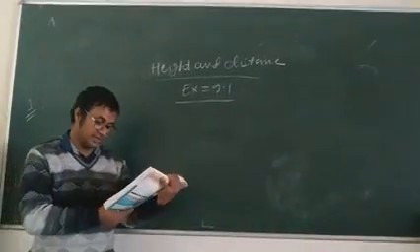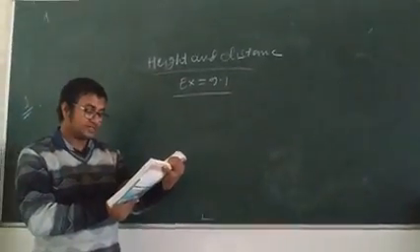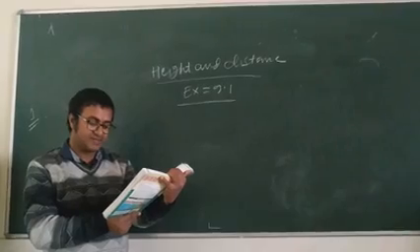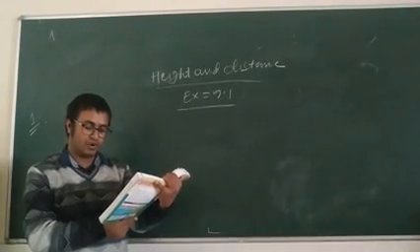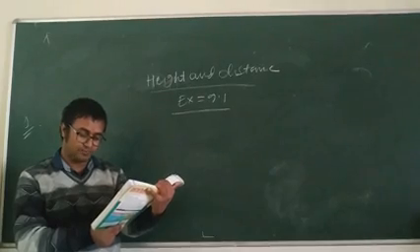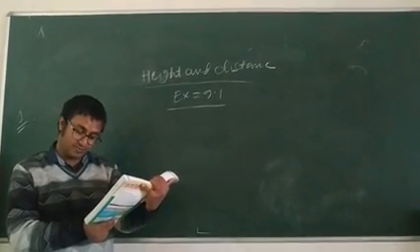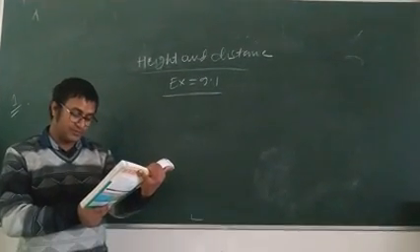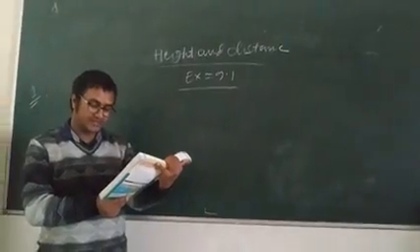Okay, first you read the question carefully. A circus artist is climbing a 20-meter long rope which is tightly stretched and tied from the top of a vertical pole to the ground. Find the height of the pole if the angle made by the rope with ground level is 30 degrees.